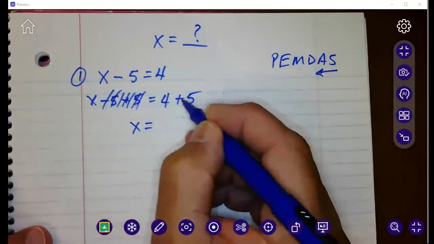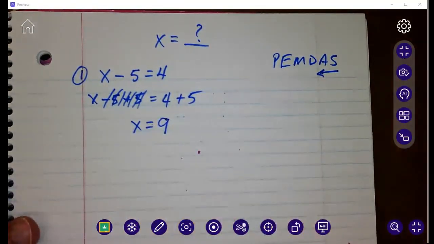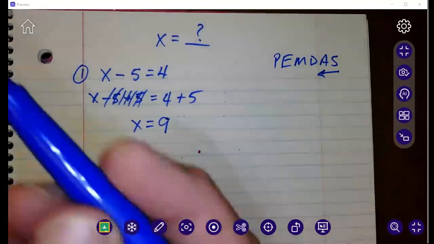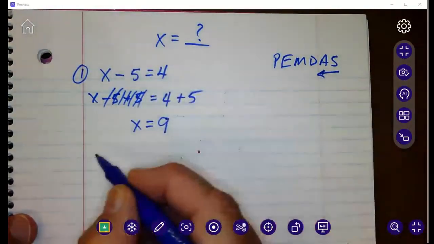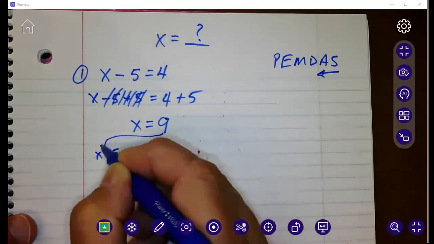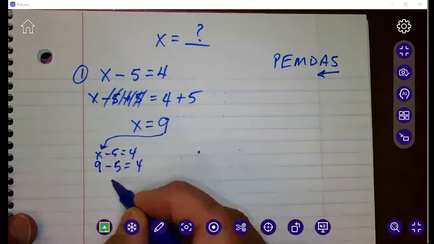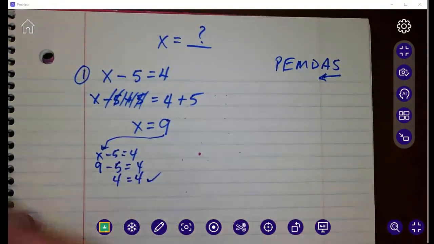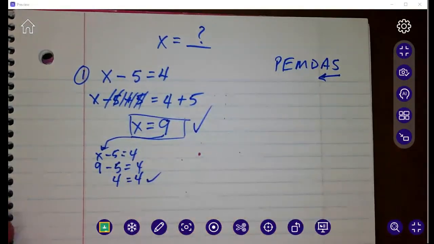On this side, x plus 4 plus 5 is 9. I can always check my solution to an equation by plugging the value that I get back into the original equation. So if I take x minus 5 equals 4, and I put the 9 in here for x, 9 minus 5 equals 4. 9 minus 5 is 4. Both sides of the equal sign are the same. And so this is the solution to that equation.